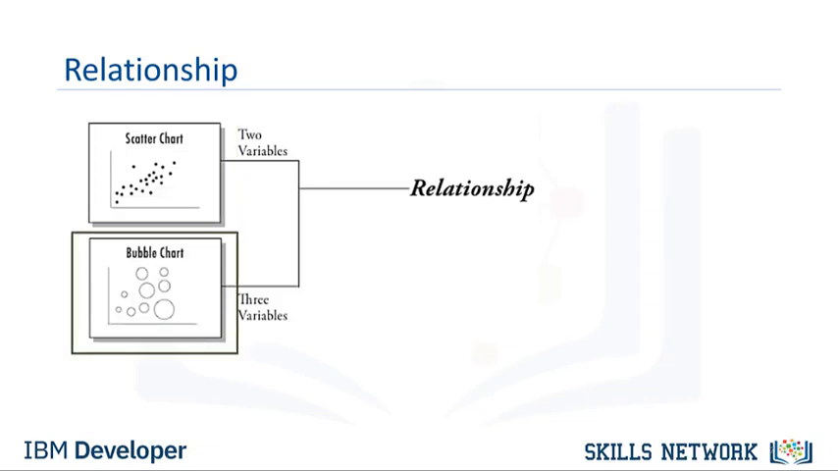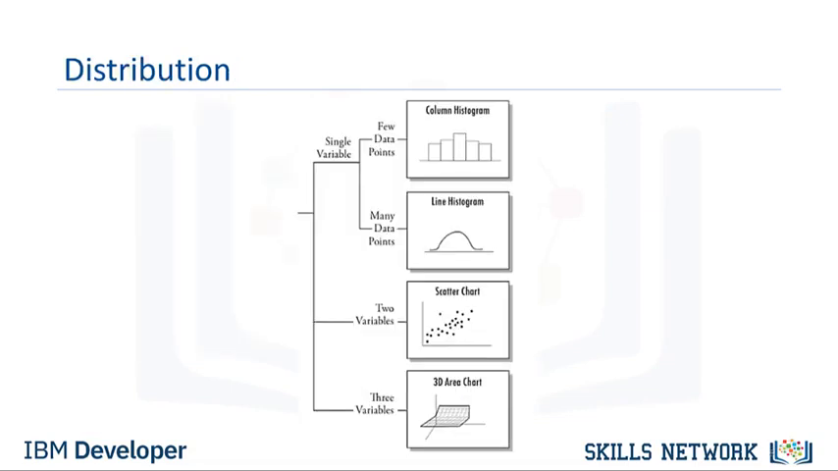The bubble chart will depict 2 variables on x and y axis, and the third variable will be depicted by the size of the circle. So you can essentially have 3 variables. If you're interested in depicting the distribution of the data set, you can use the histogram, which could be a bar chart type of histogram or a line histogram, and the distribution could also be shown through scatter plots.